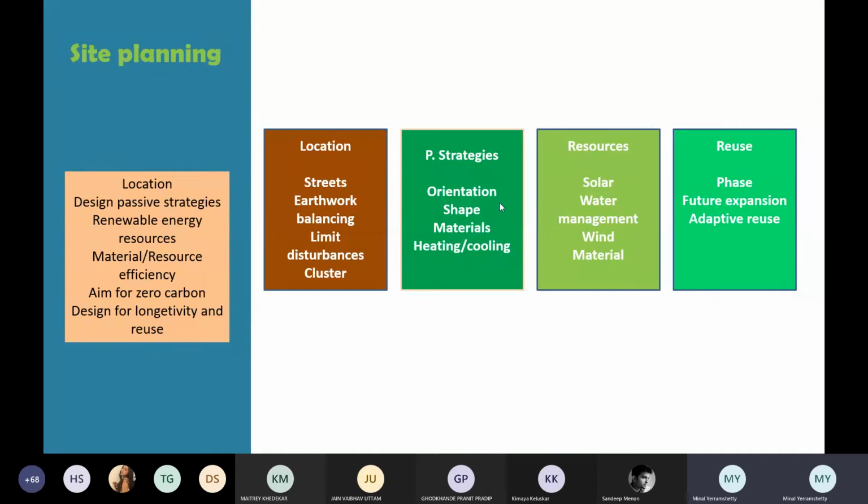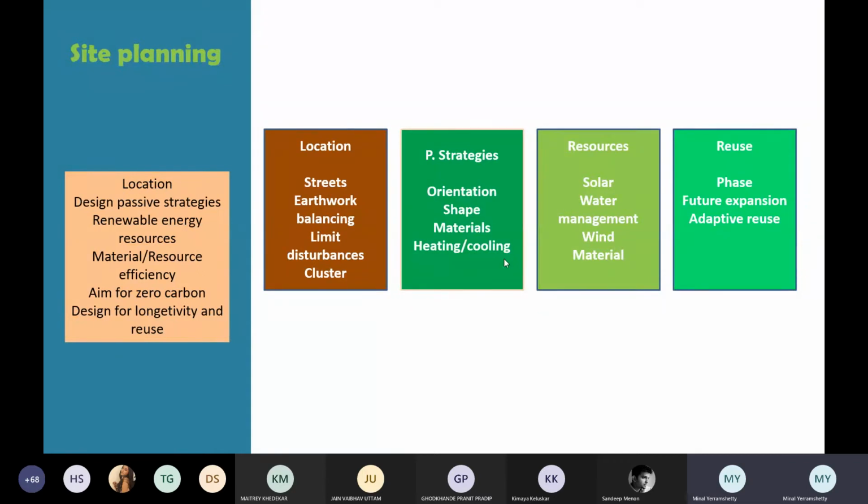Reuse. Can you make buildings with future expansions, or is there a chance of adaptive reuse, or a chance of making a building that can be thought of in future as something else? So flexibility and space planning come into the picture. That is what will make your building regenerative. Remember one of the principles: how do you make your building adjust and adapt to the future? So that is another way of looking at your project.